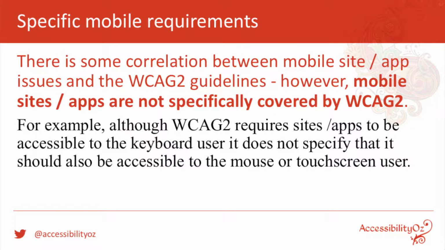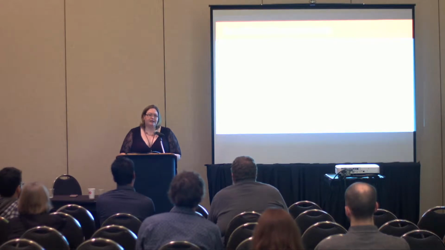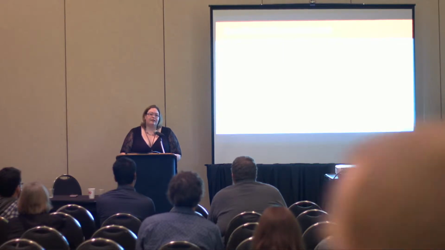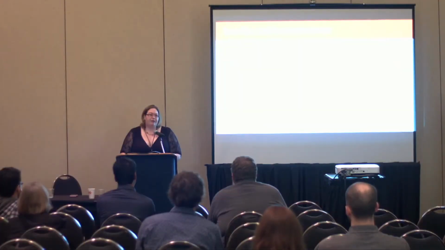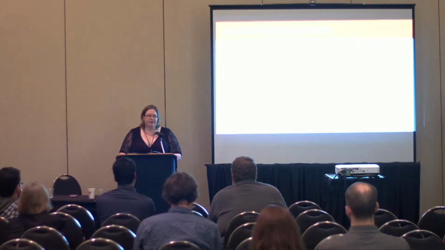And so there are some things that are missing. For example, WCAG 2 requires that sites and apps can be used by a keyboard only. However, it doesn't require that a site or an app can be used just by the mouse only or just by touch only. So you need to go a little bit further when it comes to looking at mobile site and app accessibility. It's not sufficient just to look at WCAG 2.